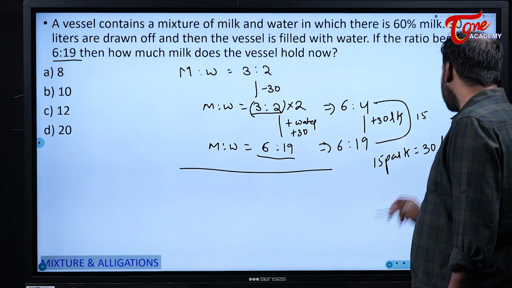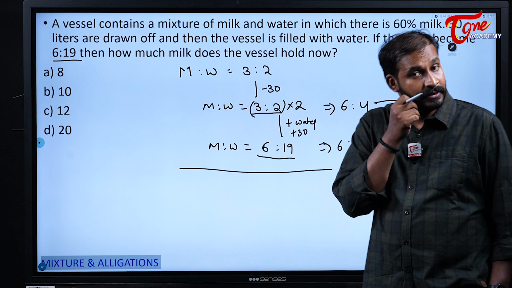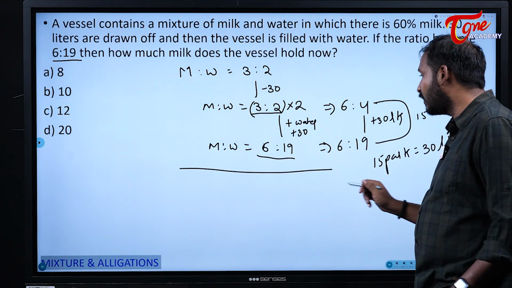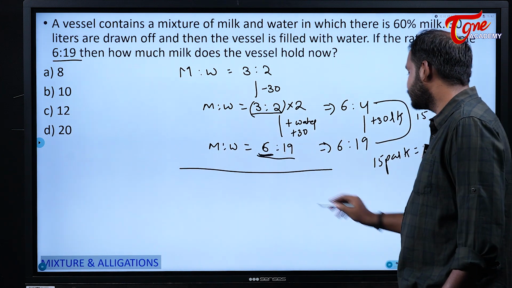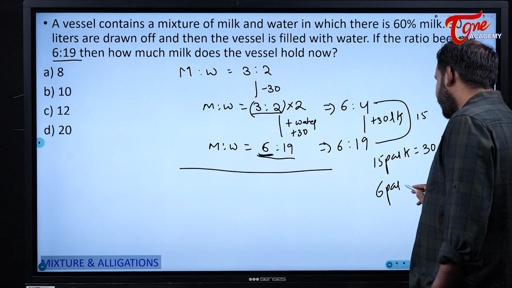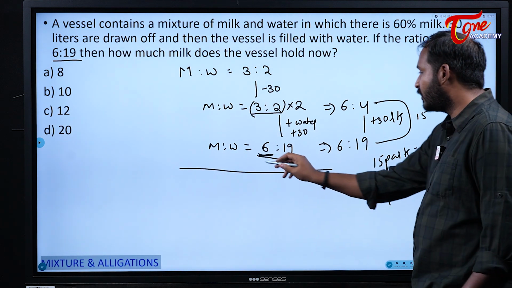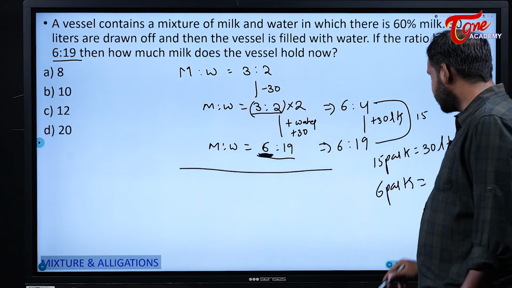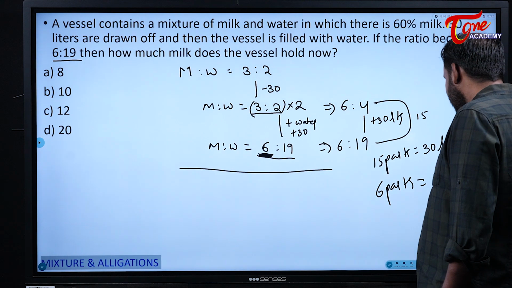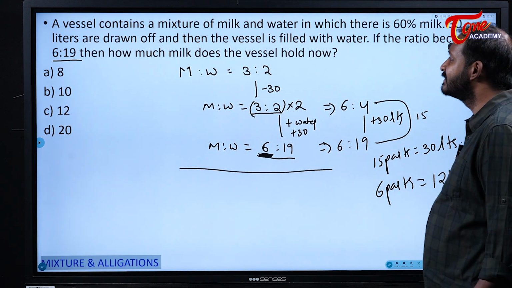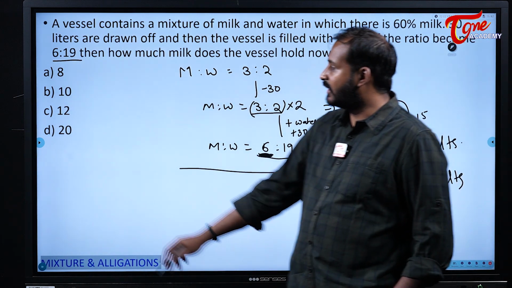15 parts is equal to 30 liters. Now, what is 6 parts? 6 parts will become how much? Because the milk portion is 6 parts, 6 parts will become 12 liters. Is 12 liters our answer in this case? Yes, 12 liters is our answer.